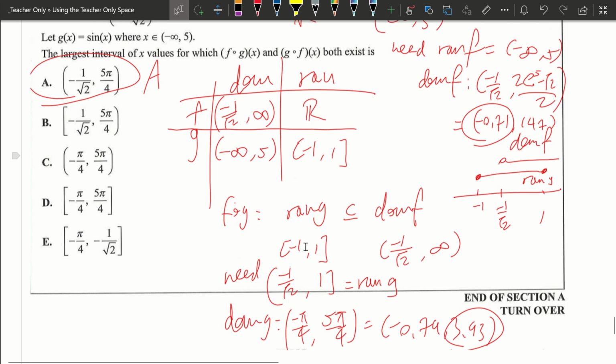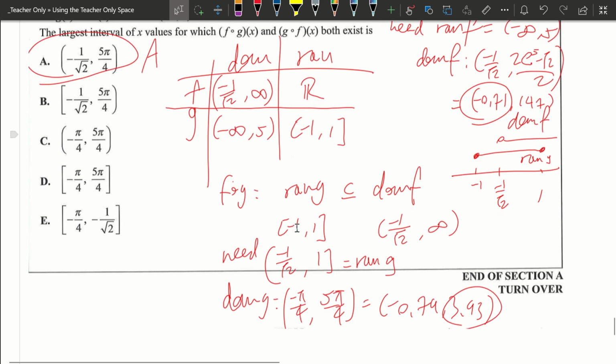So range G is this, domain F is this. And then I ask myself, is the first one a subset of the second one? And it's not, which means I need to restrict the first one. I need to restrict the range of G. So the only thing that's in trouble is -1, right? Because 1 is inside this interval here. -1 is not. It's to the left of -1 over root 2. So I just need to change the -1 to -1 over root 2, and it's excluding.